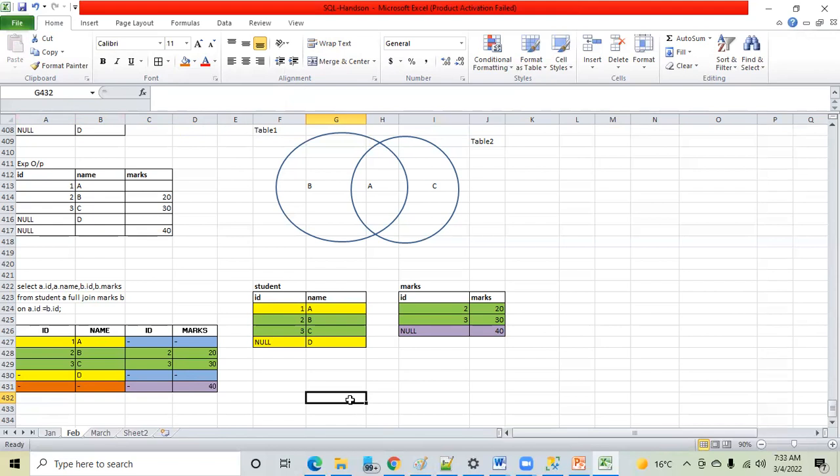So inner join will fetch data based on the matching condition. Left join will fetch data based on the matching condition, but if any data is left out in the left table, that will also be fetched. Similarly, right join. Full join will give you all the records. Hope this is clear. Any question on this?